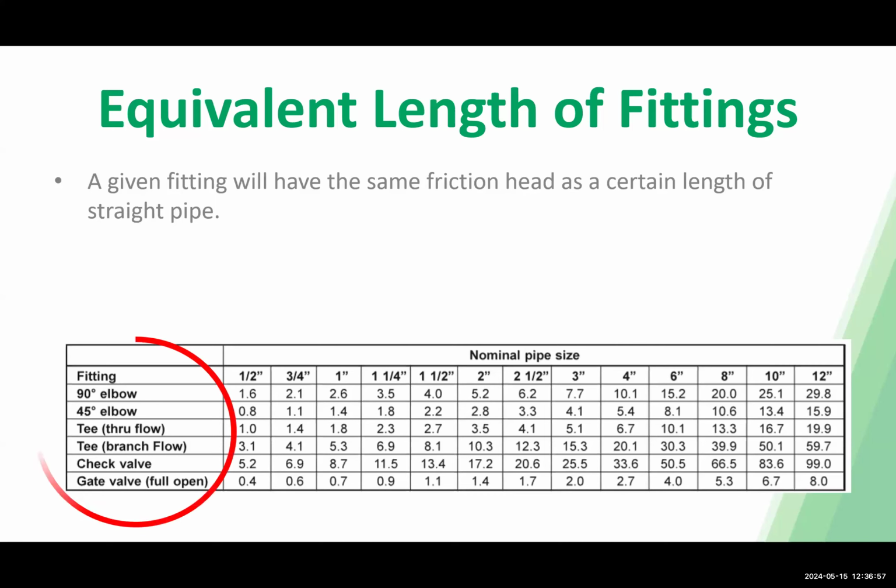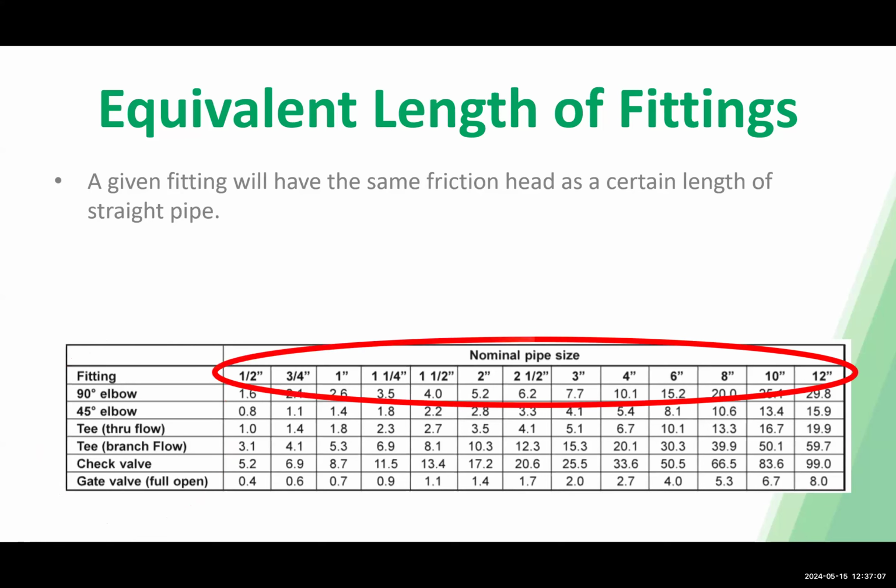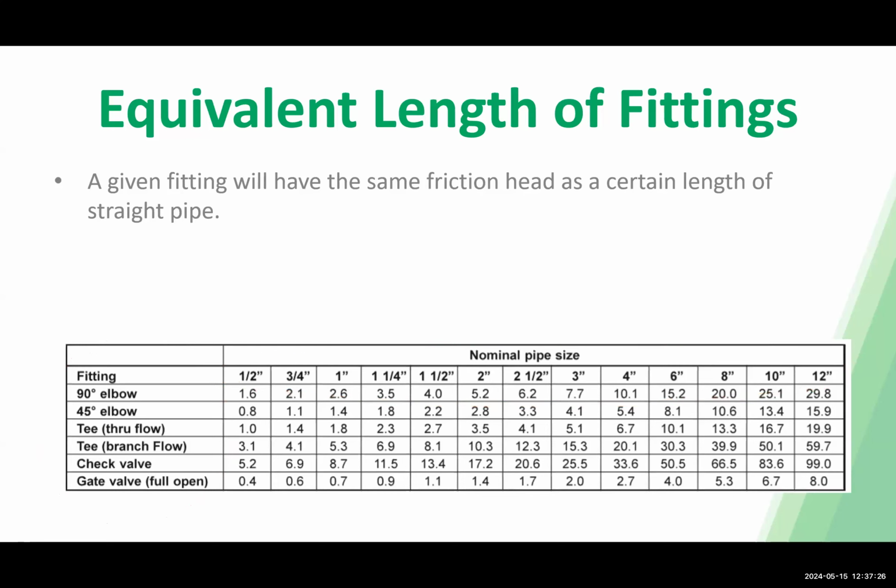On the left here, you have your types of fittings. So you'll have a 90-degree elbow, 45-degree elbows, your T's, check valves, gate valves. And along the top, you have your nominal pipe size. This chart goes up from 1/2 inch to 12 inches. These charts can get a lot bigger, but with most pump systems, you're mainly going to be in these size ranges. And this is also going to be based on the type of pipe that is being used as well. So keep that in mind.